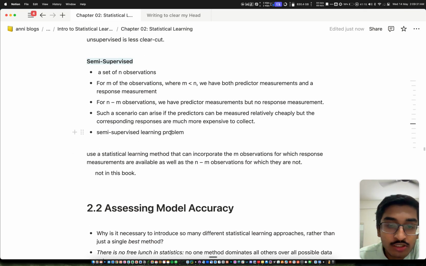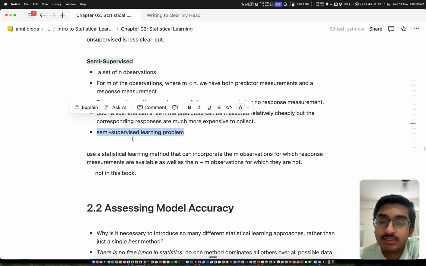So yeah, that's a semi-supervised learning problem. It's not covered in this book, but that's what it is.